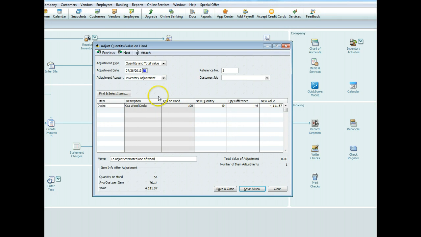So understand what we've done. We thought we had 100, but after we've worked on this, we now figure out that we're only going to get 54 out of those materials. The materials are still worth the same amount of money, but now we have to make sure our average cost per item changes. This is one of those things that is easier done with this adjustment. So we'll save and close.